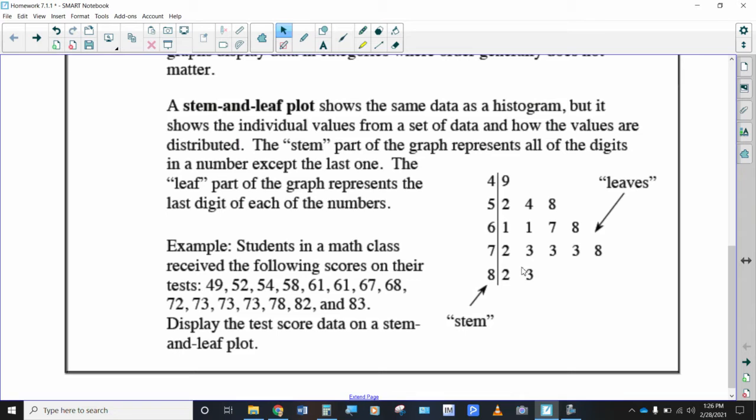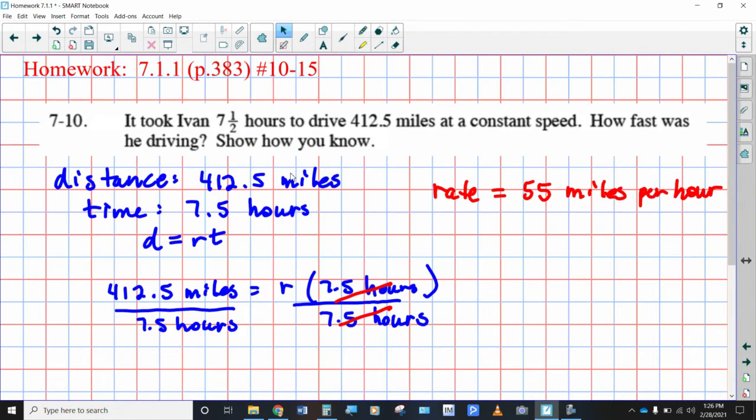And you could still find your averages or your medians by doing the counting, knowing that this is in order, 49, 52, 54, 58, and so on and so forth. So some students like organizing it this way. Some people just like using the raw data like that. All right, let's take a look at our work today.